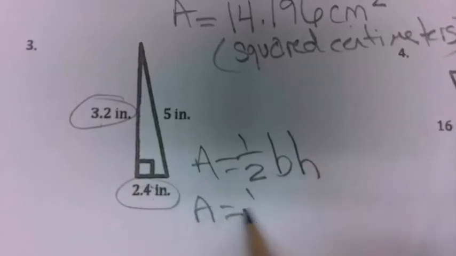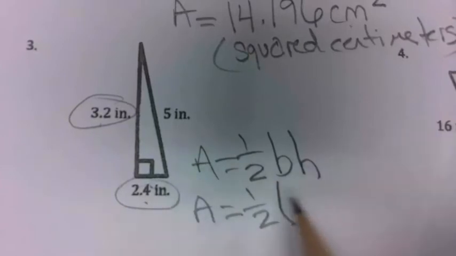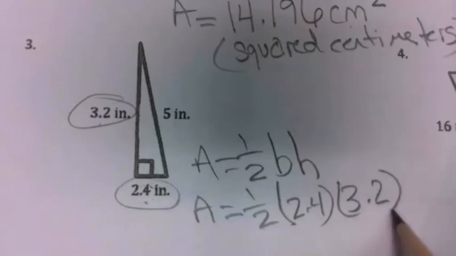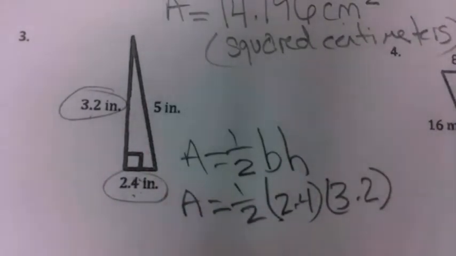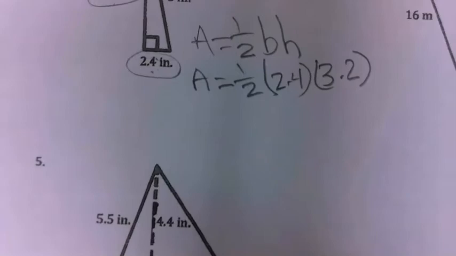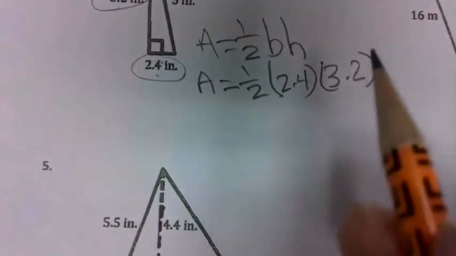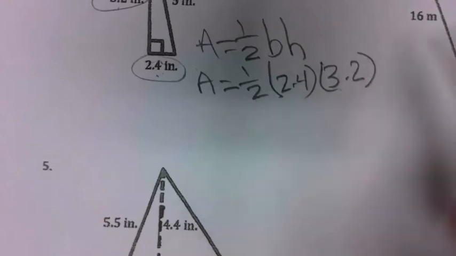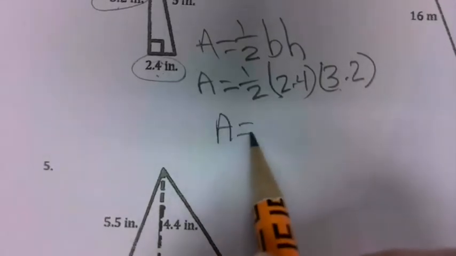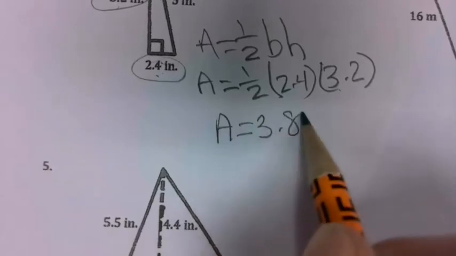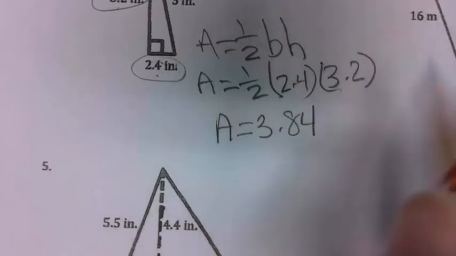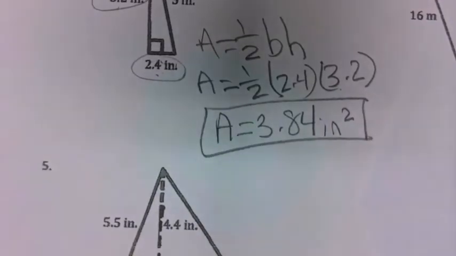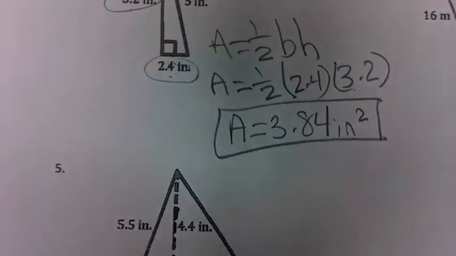So my area is 1/2. What's my base? 2.4. What's my height? 3.2. And then in my calculator, I'm going to put 1/2 times 2.4 times 3.2, or I can say 2.4 times 3.2 and divide it by 2. And that will give me the area of 3.84. Which units are these? These are inches, squared inches. And there is my answer.